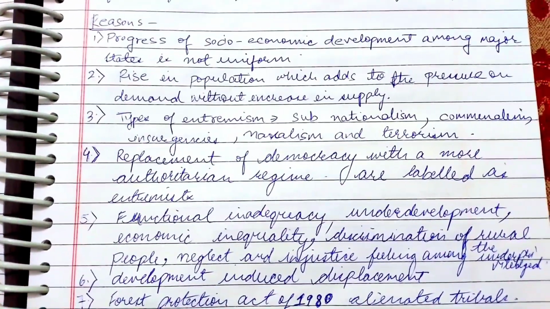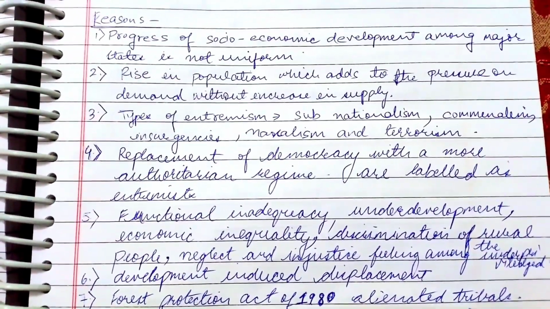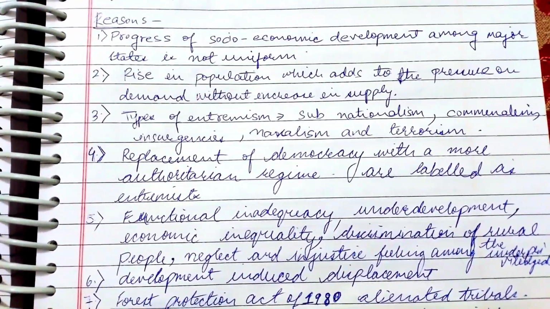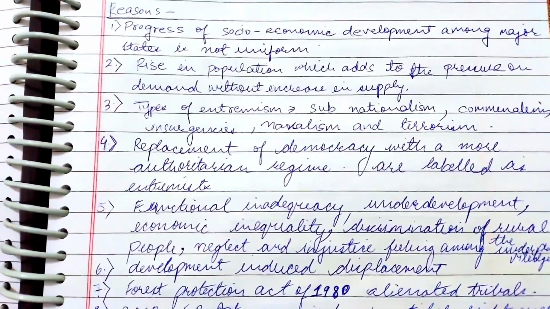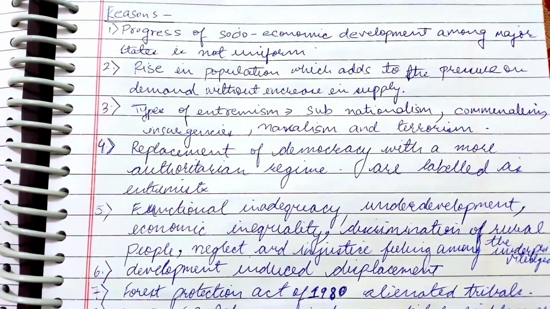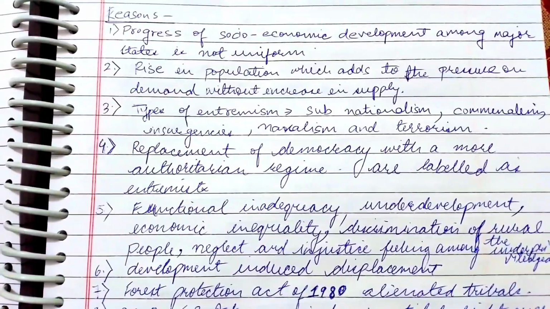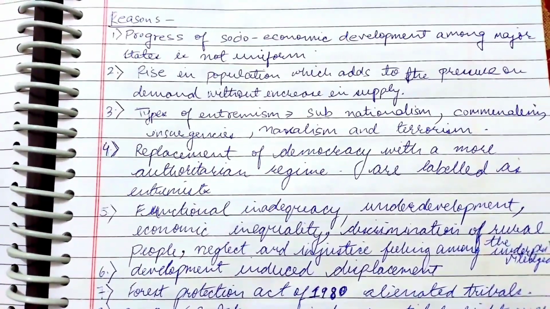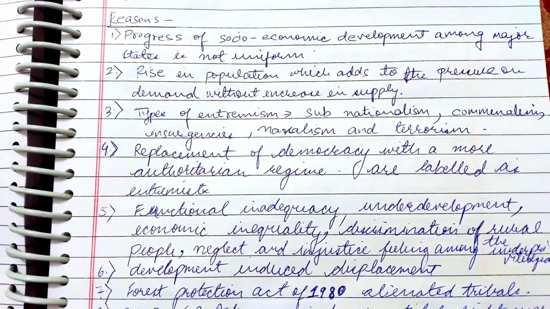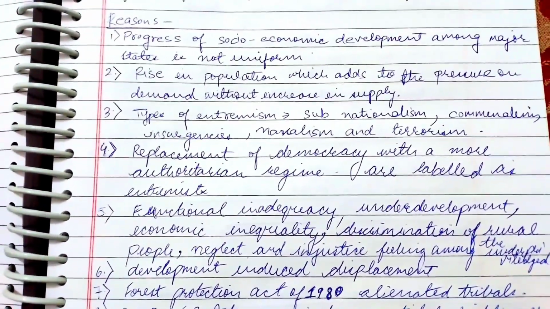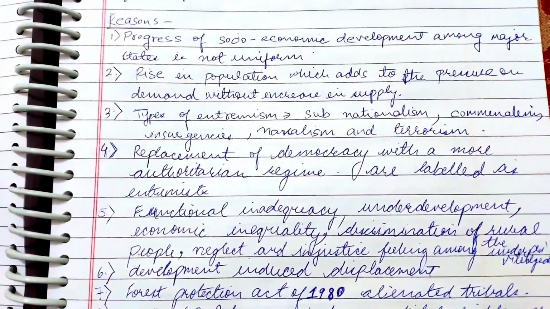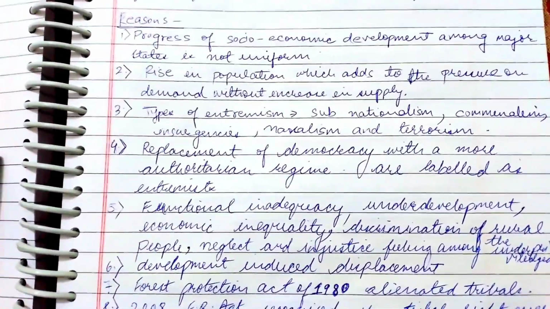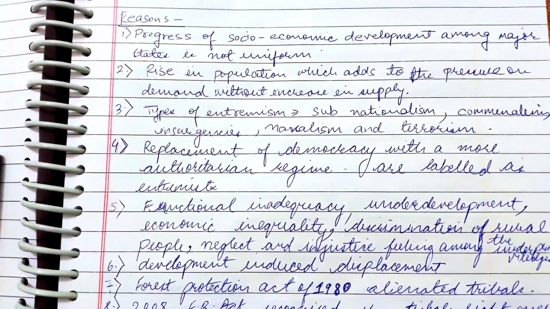Then there is the rise in population, which adds to the pressure on demand without an increase in supply. The problem is getting worse with rise in population, which adds to the pressure of demand without a corresponding increase in supply. These regional socio-economic imbalances create non-uniform, unequal development in Indian society, and have given rise to extremism such as subnationalism.